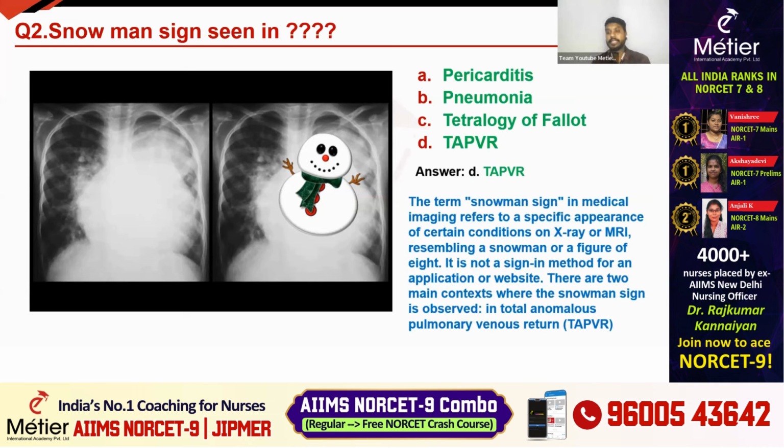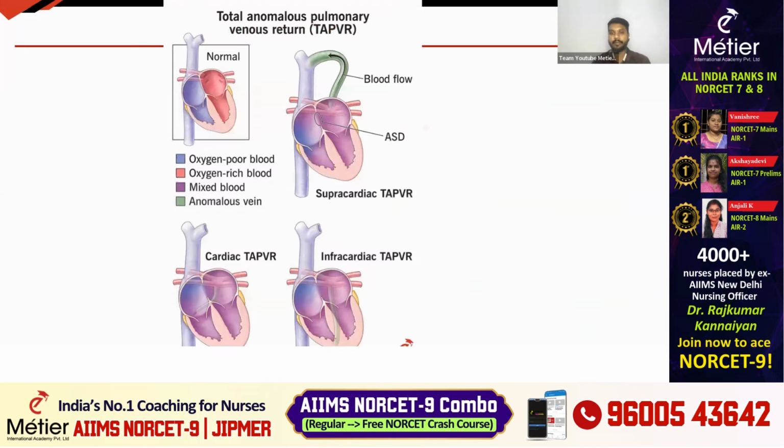What is TAPVR? It is total anomalous pulmonary venous return. In this condition, we can see the snowman sign either in X-ray or MRI. That heart looks like a snowman. So what is this TAPVR, total anomalous pulmonary venous return? See, in our heart, the left atrium gets the pure oxygenated blood from the lungs, right? Oxygenated blood from the lungs through the four veins. If these four veins are abnormally connected somewhere other than the left atrium, it is called total anomalous pulmonary venous return.